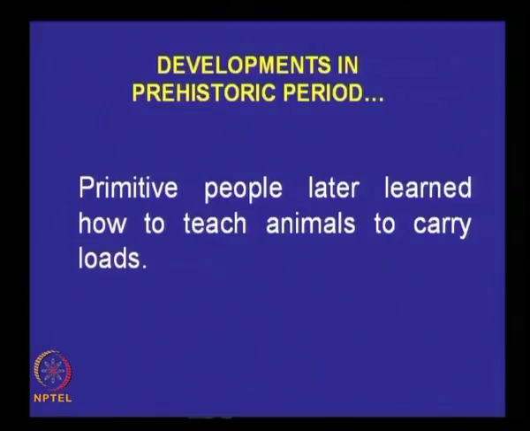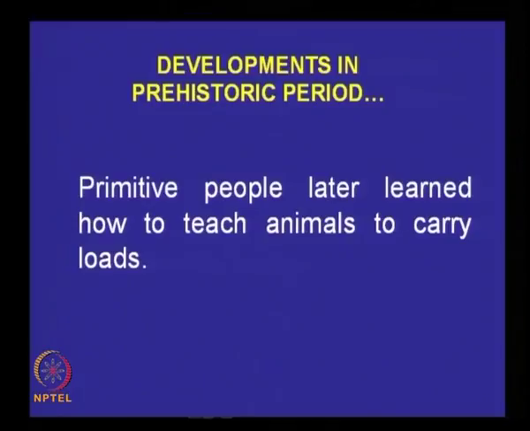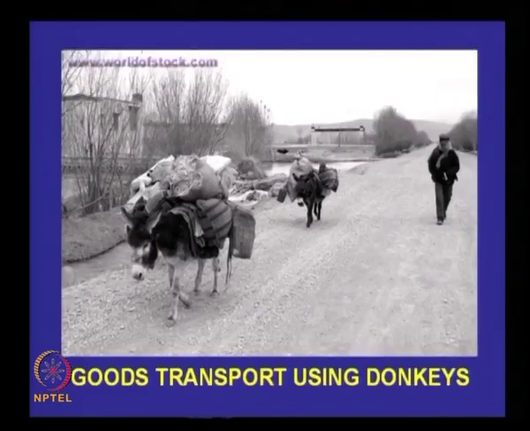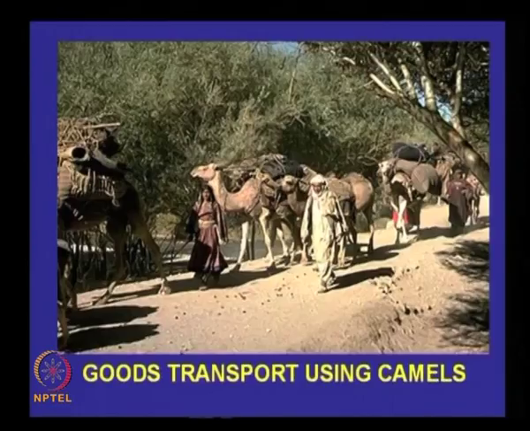Then primitive people later learned how to teach animals to carry loads. Obviously, when they wanted to carry more loads, they thought, why not make use of animals, and donkeys and camels were mainly used for this purpose, because these animals are more convenient for this particular purpose. This is how goods transportation using donkeys was done, which was quite popular at that point of time, and camels were used for goods transportation in certain parts of Asian countries as well as other parts of the world.